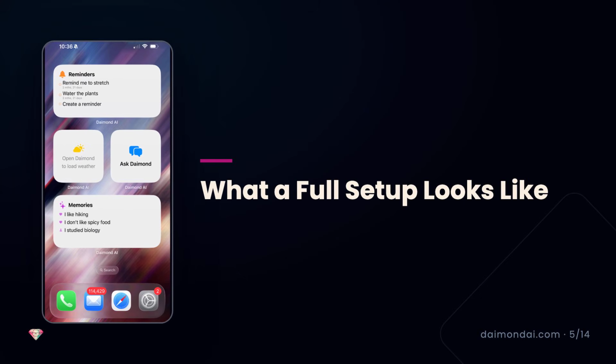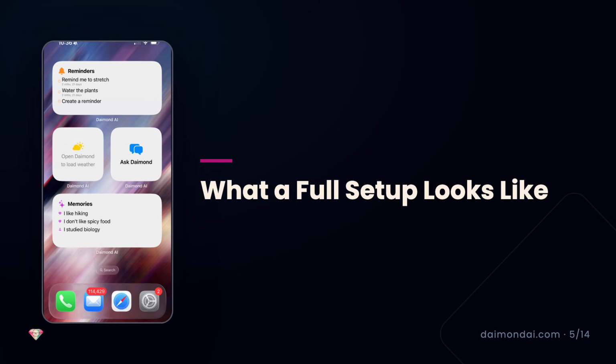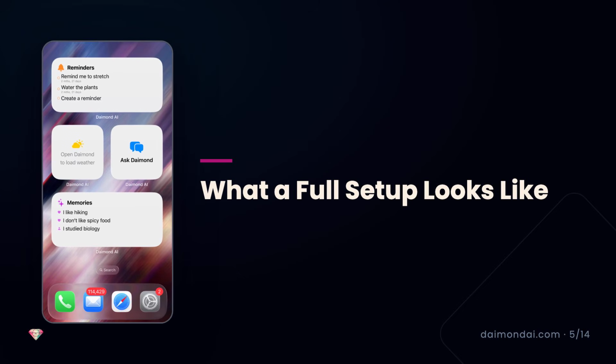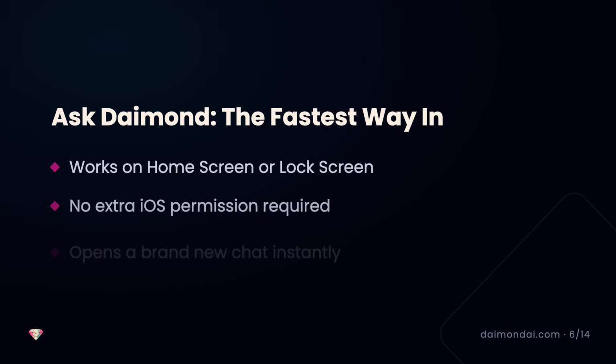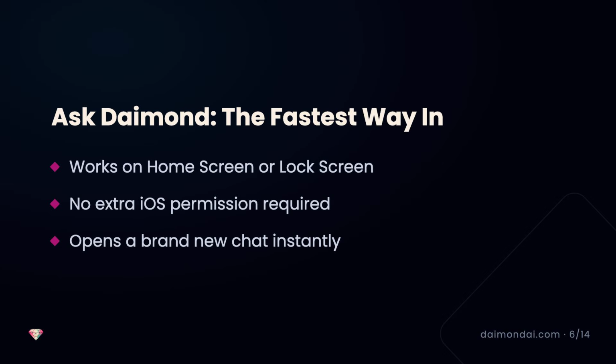Tapping any of them deep links into the relevant screen inside Daimond, so Ask Daimond opens a fresh chat, and the information widgets take you to the part of the app behind what you're seeing. Ask Daimond is the simplest widget and the only one available on the lock screen as well as the home screen. It doesn't need any additional iOS permission. It just opens a new conversation the moment you tap it.